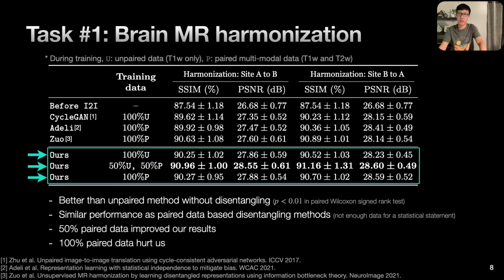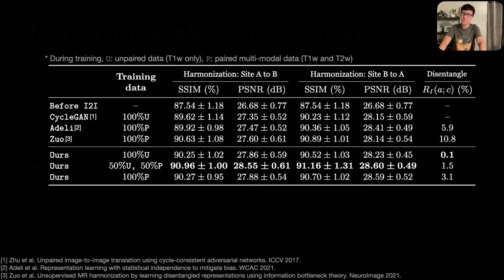And lastly, we conducted an ablation study to experiment the effect of paired multi-model images. We found that if we introduce 50% paired T1 and T2 weighted images, our method can have even better performance. But if we train our method using all paired multi-model data, our result becomes worse. We think this is an interesting and kind of surprising observation, and we will discuss this in the next slide.